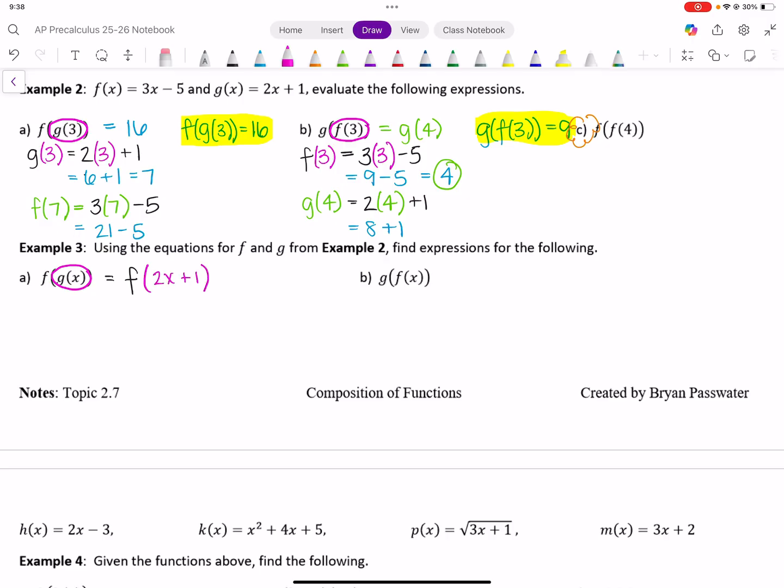So then we're going to use f, and we're going to replace x with 2x plus 1. So we get 3 times 2x plus 1 minus 5. And then we will distribute the 3 into our parentheses, giving us 6x plus 3 minus 5. And then when we combine our like terms, we find that f of g of x equals 6x minus 2.